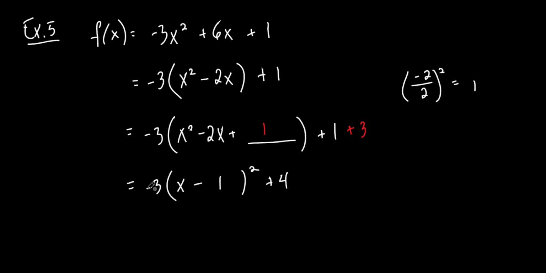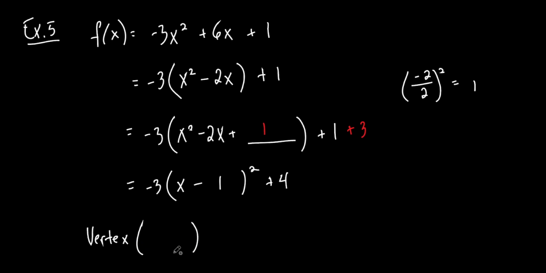Let's talk about it. What's this thing going to do? What's that negative do to it? Opens down. Okay, that 3, what does that do to it? Makes it steeper, right? Makes it thinner, whatever you want to say. What's up with these numbers, this minus 1 and this 4? What does that tell you? It does move it to the right, and this moves it up, but that basically just tells us where we're going to start, our vertex.